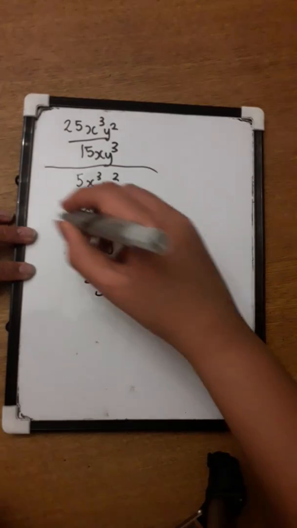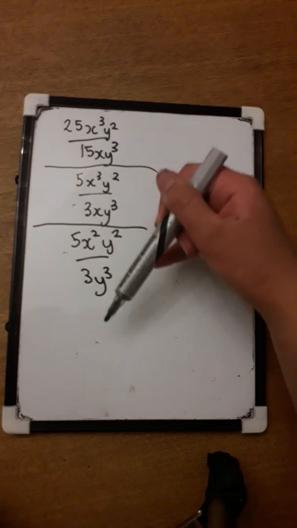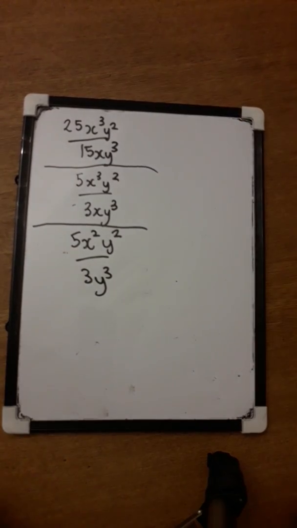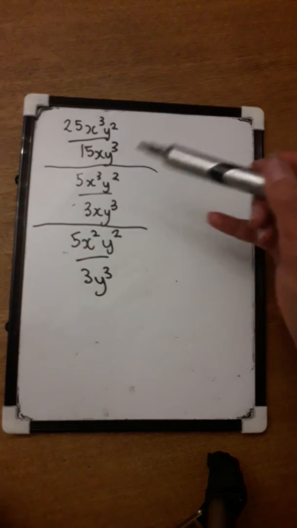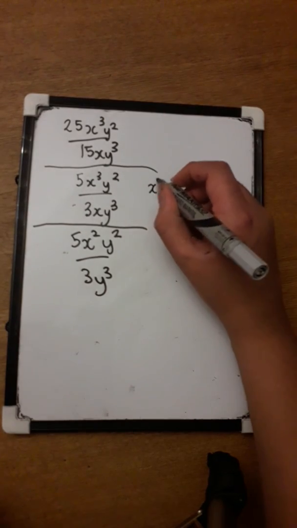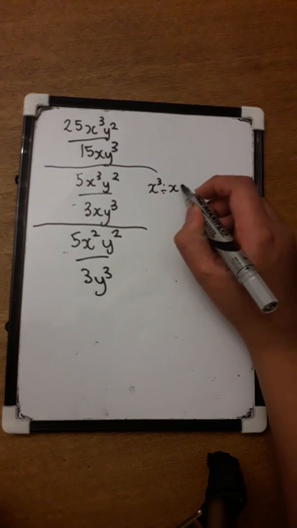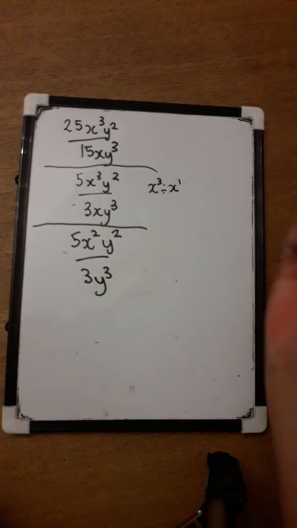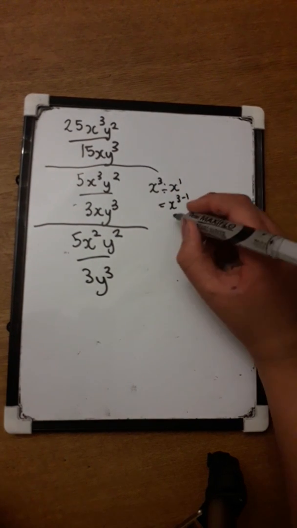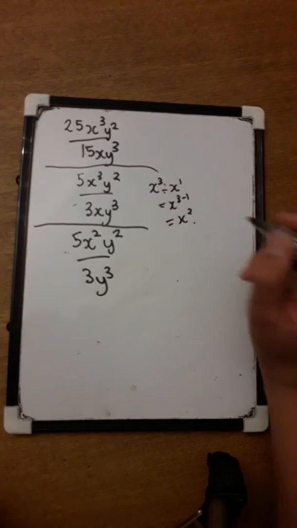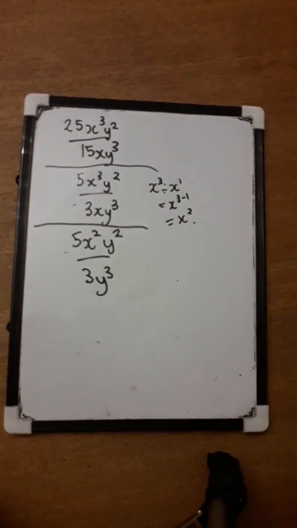3y cubed. As you can see here, I've removed the x from the denominator and the numerator. As it's at the bottom, you simply divide them. So x to the power of 3 divided by x to the power of 1, which can also be written as x, equals x to the power of 3 minus 1, which equals x to the power of 2. And therefore this is how I got 5x squared y squared over 3y cubed.